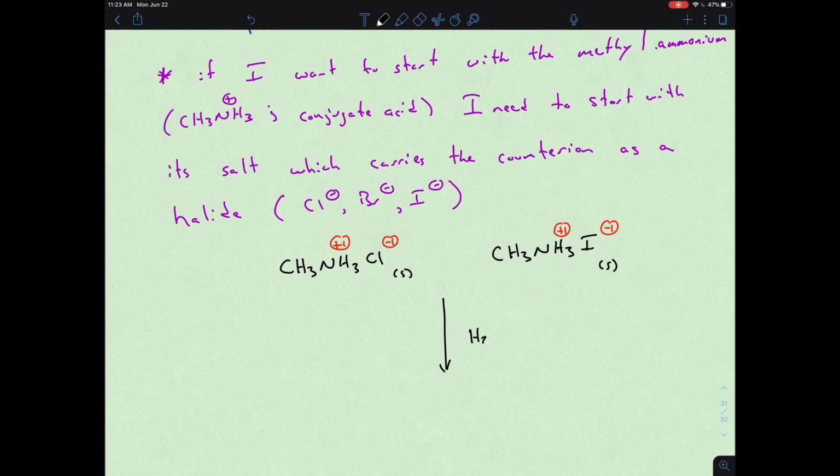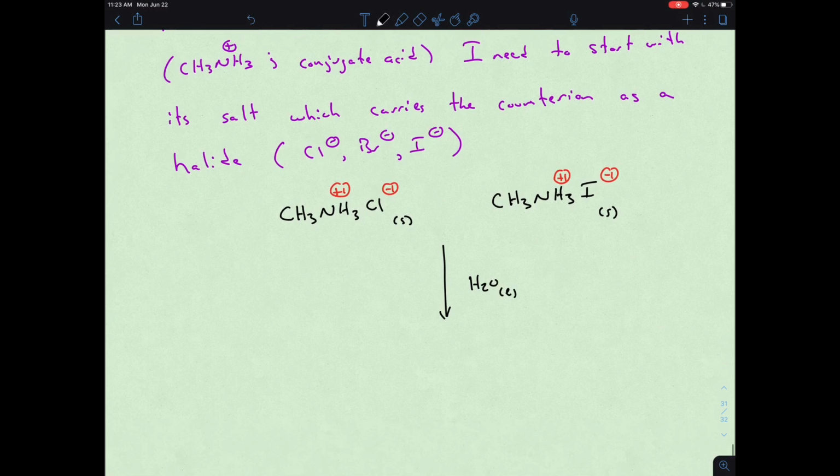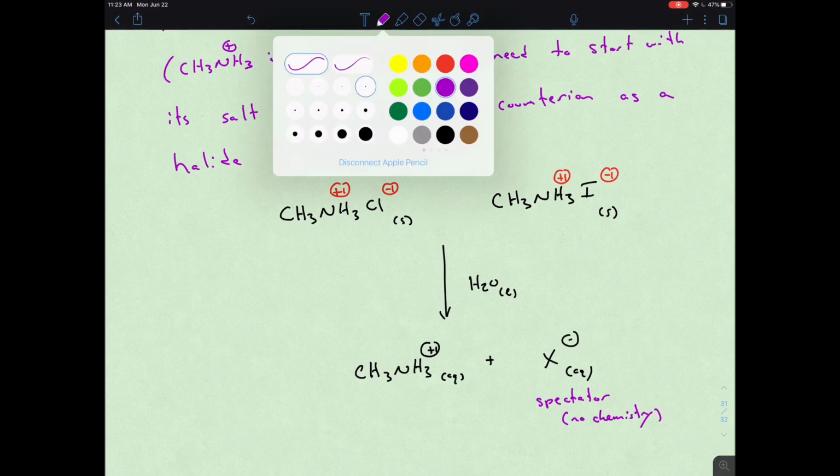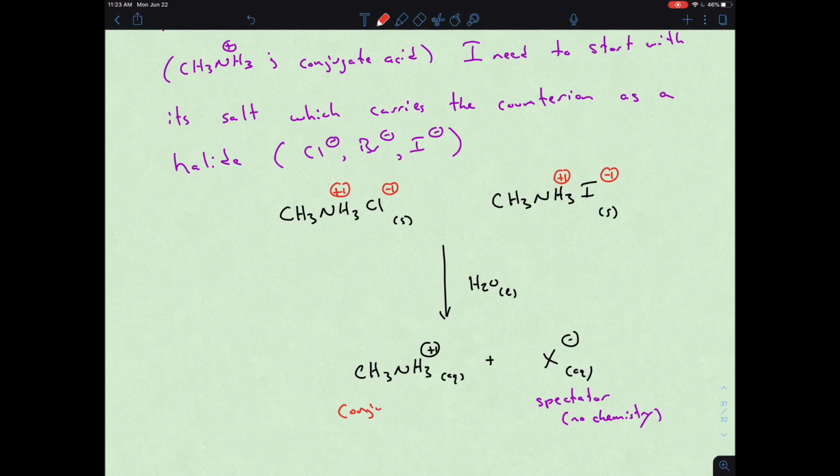So putting that into water, that reveals the ammonium ion. And then we also have our halide. So just like before, our halide here is a spectator. Right? There's no chemistry going on with it, but on the other side of things, we have now a conjugate acid that can then affect the actual pH.